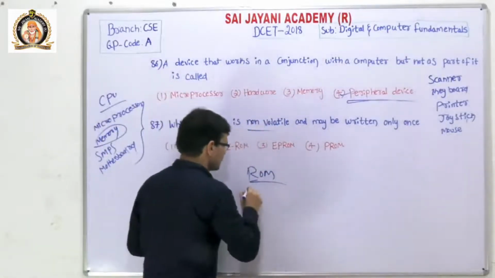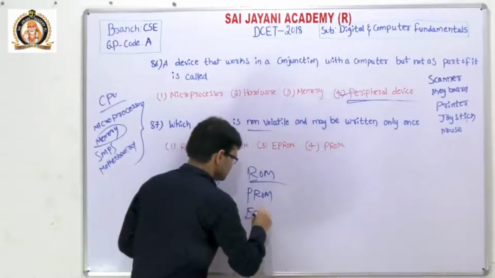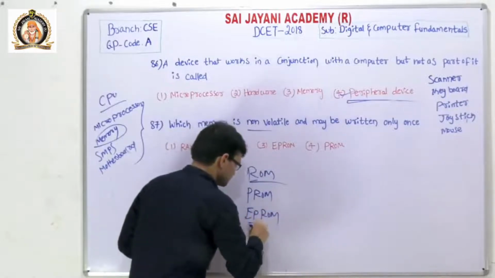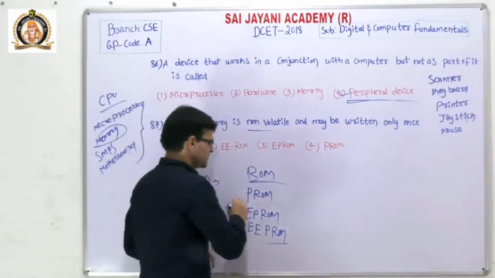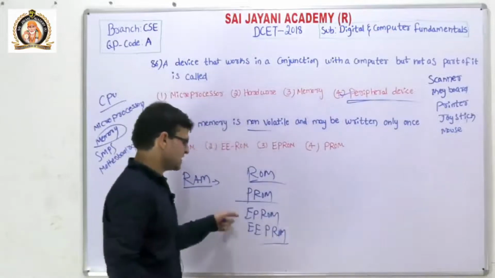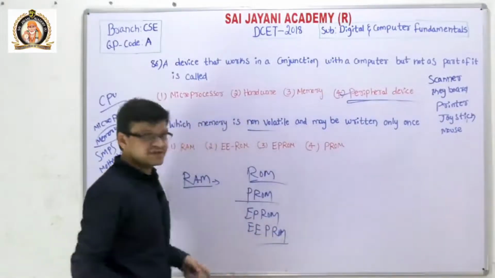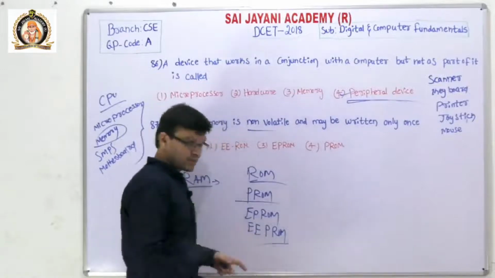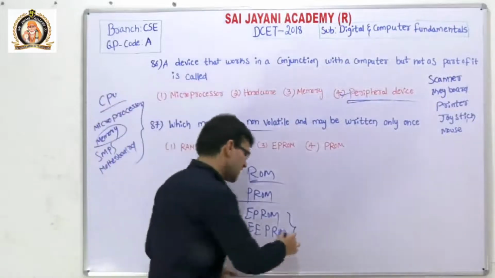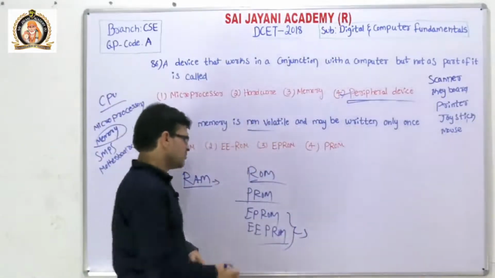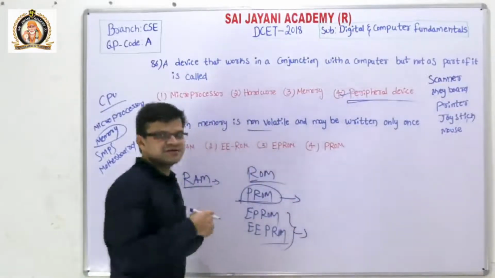Okay, for ROM we have PROM, EPROM, and E2PROM. These are the types of ROM. PROM means programmable read-only memory, EPROM means erasable and programmable read-only memory, and EEPROM or E2PROM is called the electrically erasable and programmable read-only memory. These two can be reprogrammed and erased very easily. But PROM is a type of ROM which can be written only once.